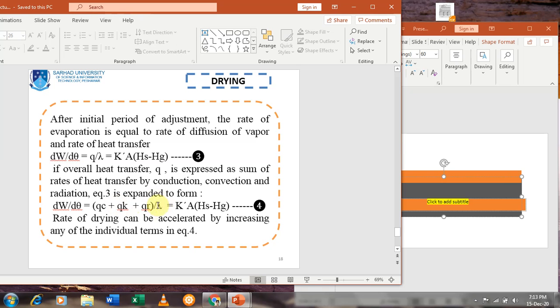And the value of lambda is inversely proportional to dW/dθ, that is the rate of drying. In this case, by putting higher values of k, the rate of drying will be accelerated or increased. If a larger surface area is provided, the rate of drying will be increased, and if the humidity differential is increased, the rate of drying will also be increased.